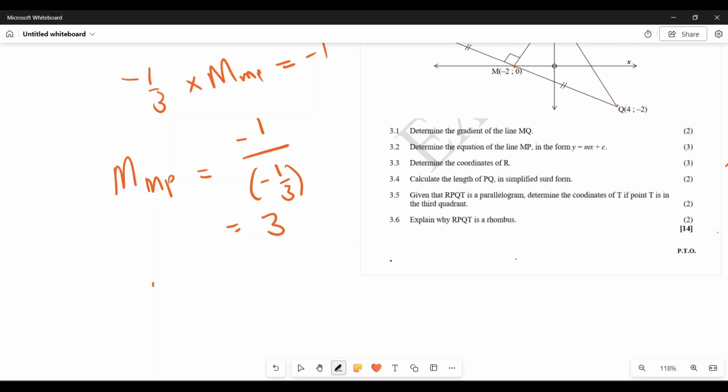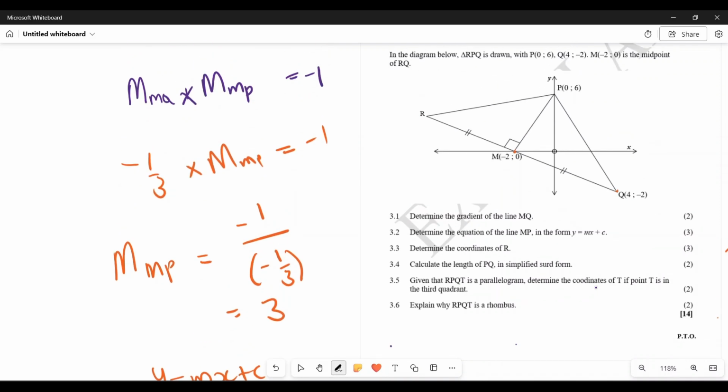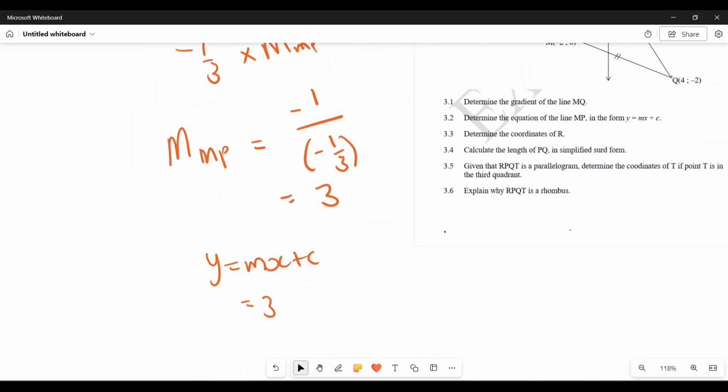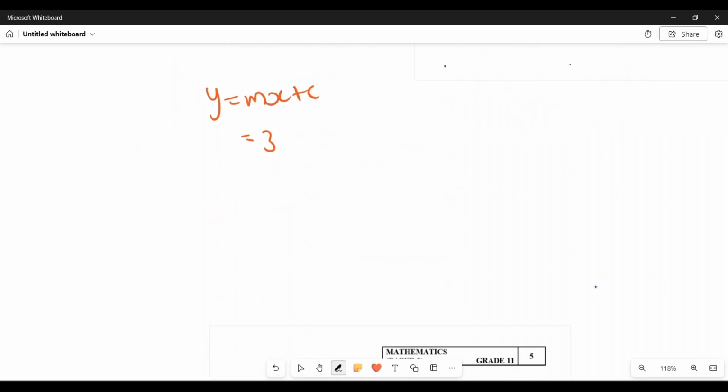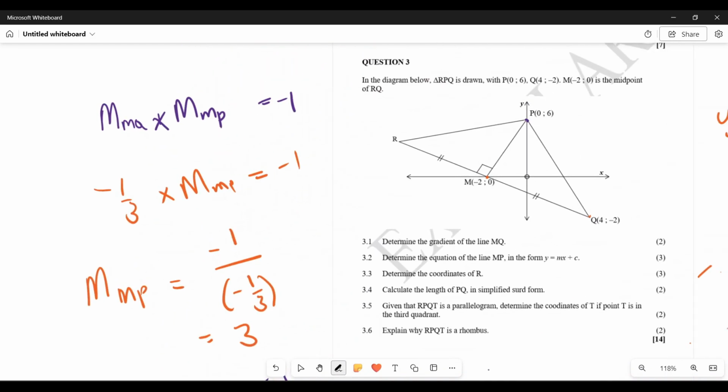Now, remember, this should be in the form of y equals mx plus c. I've determined my m as 3. Now, to determine the full equation, I can substitute any coordinates on my MP line, right? I'm just going to substitute the coordinates at P, right? My y at P is 6. As a result, the y-intercept, which is my value of c, is going to be equal to 6, right? Remember, your c represents the y-intercept of your line. In this case, we're given the y-intercept is 6. So basically, the equation of MP is y equals 3x plus 6, right?